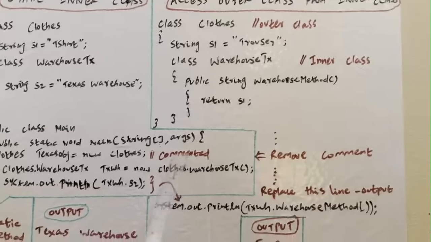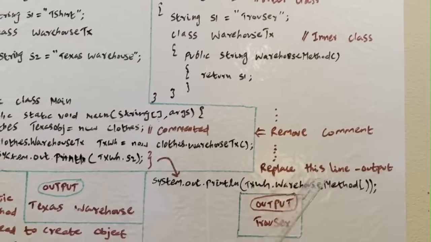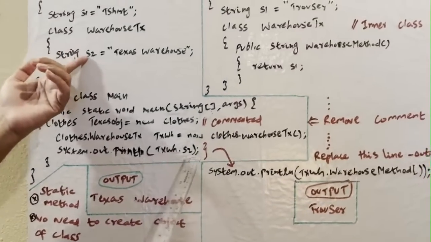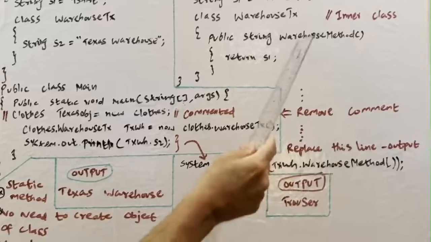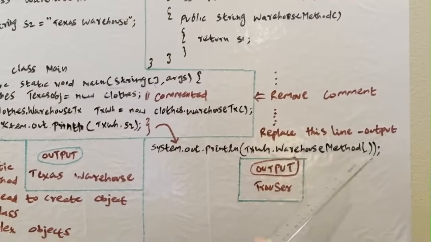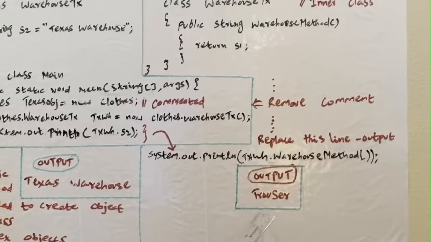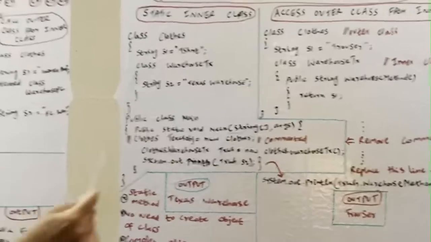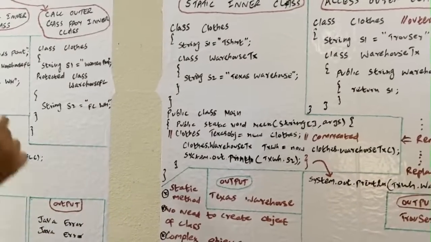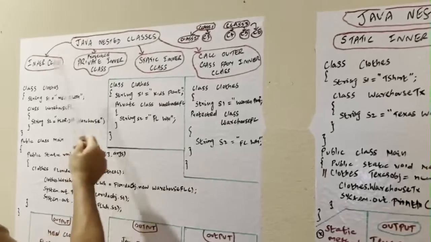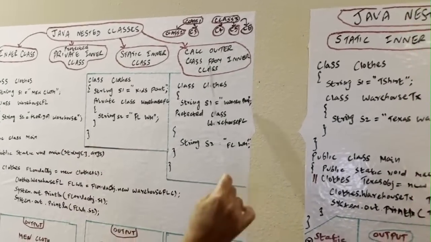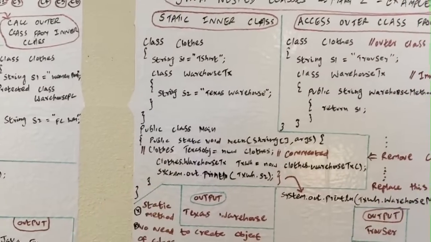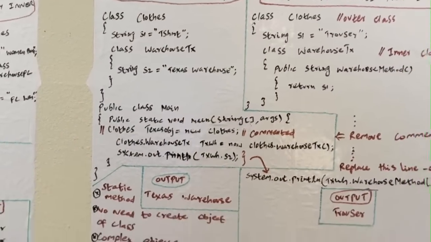So in the same program, you uncomment this one, remove the comment, and replace this line. In the output, instead of just calling the variable, I am calling the method, Texas warehouse dot warehouse method. The output will be trouser. So we saw five examples of how to use the nested inner class: the simple one, private, protected, how to call the variables from the inner class, and what happens when you use static.